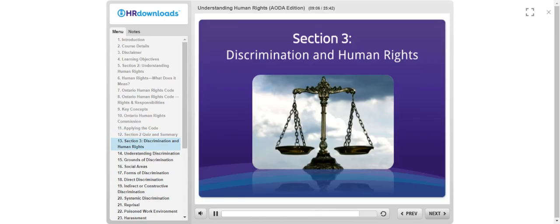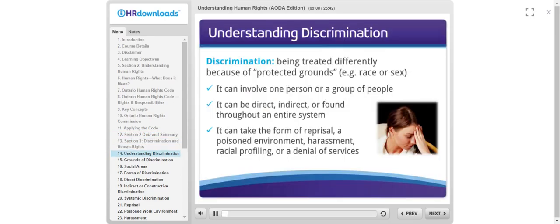Discrimination and human rights. Discrimination can come in different forms. The essence of discrimination rests in the principle that someone is being treated differently because of their race, disability, sex, or other personal characteristics. These areas are often referred to as protected grounds. Discrimination can involve one person or a group of people. It can be direct, indirect, or found through an entire system. It can also take the form of reprisal, a poisoned environment, harassment, racial profiling, or a denial of services.